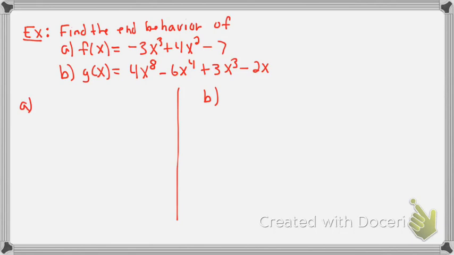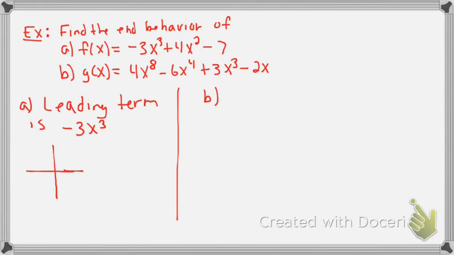Let's find the end behavior of f of x and g of x, where f of x is minus 3x cubed plus 4x squared minus 7, and g of x is 4x to the 8th minus 6x to the 4th plus 3x cubed minus 2x. For f, you can notice the leading term is negative 3x cubed. Since the coefficient is negative and the power on x is odd, the general shape of the leading term is going to look like this.